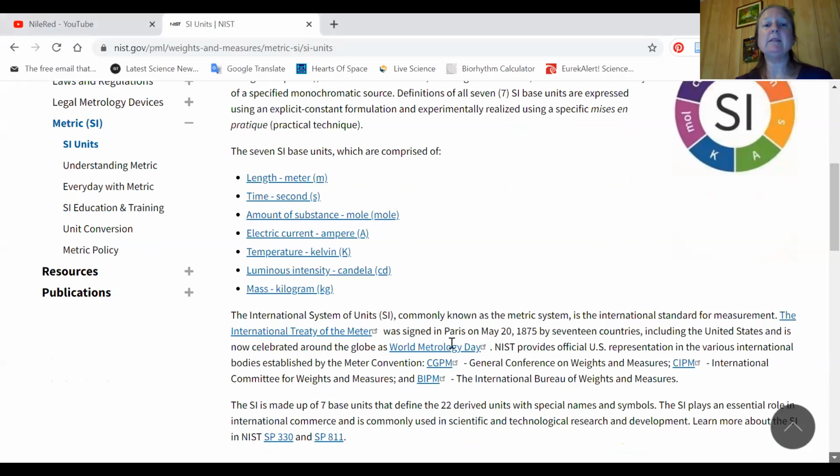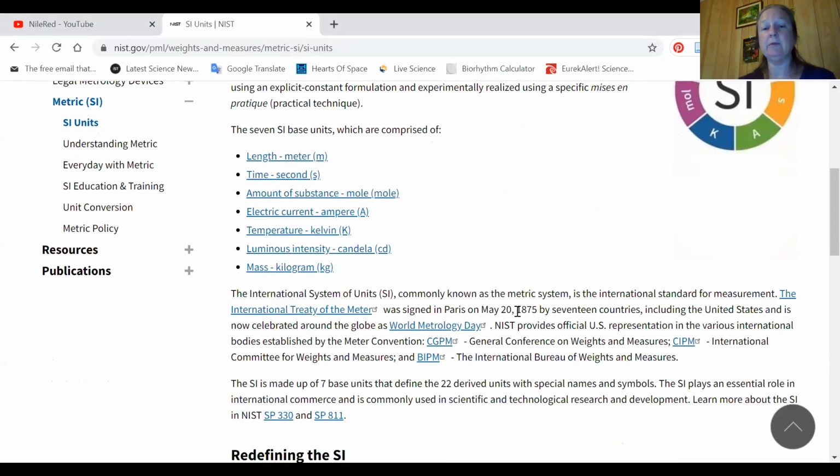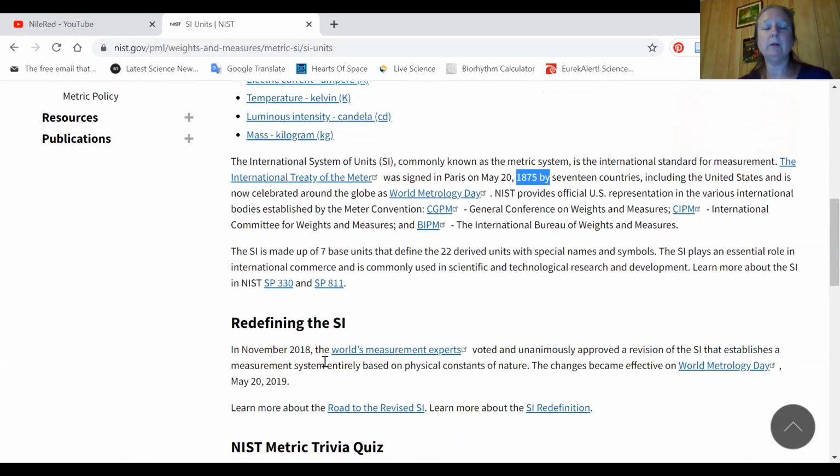SI was originally formed in 1875 by 17 countries so that each country would agree on what each measurement was. So if one country says, I've measured something at 13 grams, another country says, okay, yes, I know what a gram is. Now, not quite 2 years ago, in 2018, it was revised, which was interesting. So now the measurement system is based entirely on physical constants of nature. That's just a little side note.